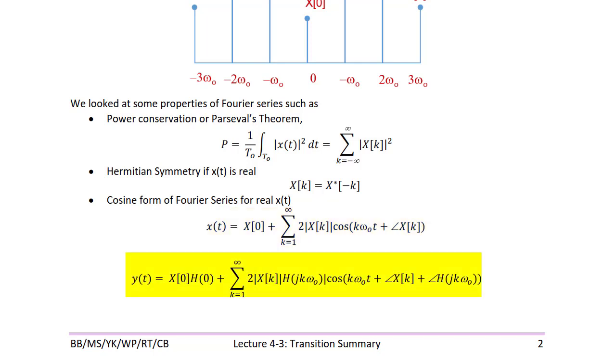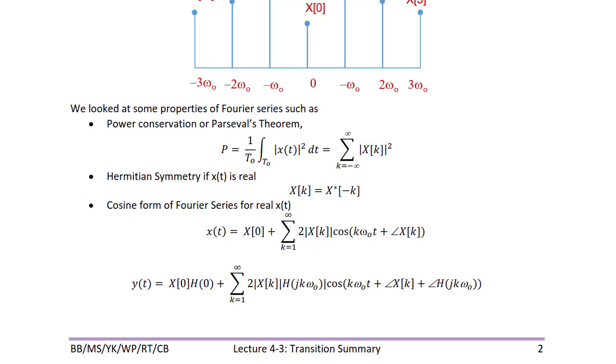And now we can find the output of a linear time-invariant system that has a frequency response H(jω), where if the input has a fundamental frequency ω₀, y(t) is equal to X[0] H(0), plus the summation from k equals 1 to infinity, 2 times the magnitude of X[k], the magnitude of H(jkω₀), that is the frequency response evaluated at the harmonic frequencies of the input, cosine of kω₀t, plus the angle of X[k], plus the angle of H(jkω₀).